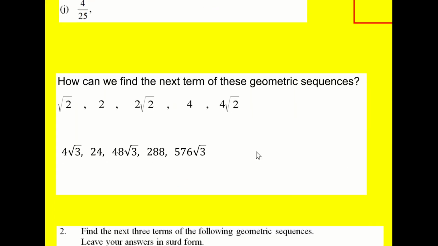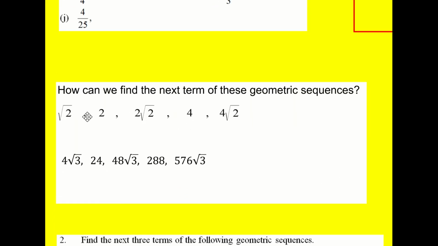Right, here we go then. What about when we get some surds? Well, actually, I've kind of already spoken about this one, coincidentally, but can you find the next term of these geometric sequences? Actually, I'm just going to say, give it a go, see if you can figure it out.